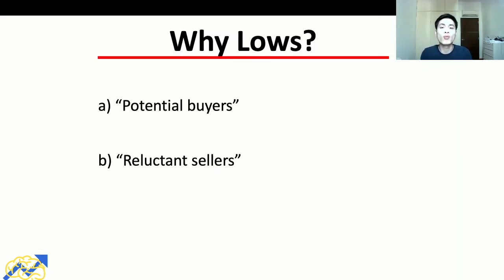We have taken a look at why previous highs tend to become resistance levels. Now we'll take a look at why previous lows tend to become support levels. One is because of the potential buyers. Second is because of the reluctant sellers.